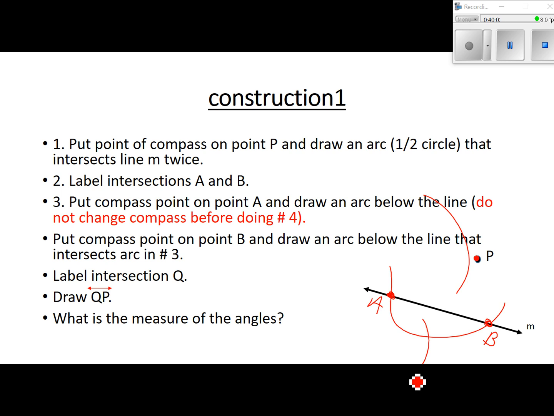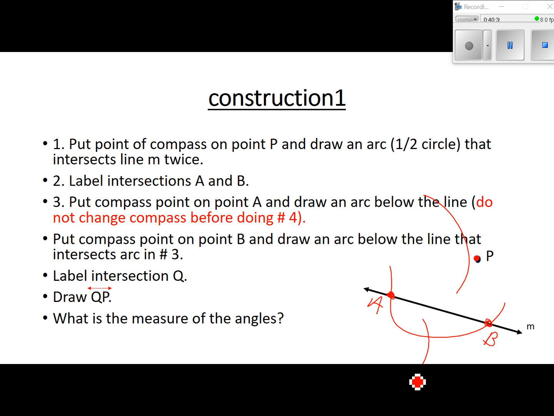So right now, we have this. This is A, that's B. Everybody got that much, right? Now you're going to take your compass and put the point on A. And we probably want to be below, just because you have more space down there, is the only reason I'm saying that. It doesn't really matter. But we're going to be below, and you're going to draw an arc.